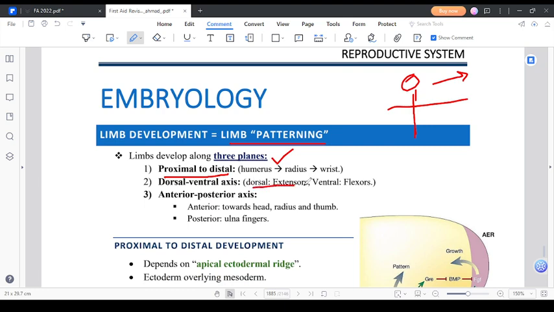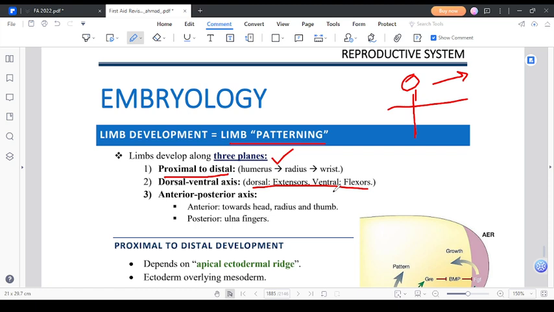The dorsal is extensor versus ventral is flexor. Suppose you look at your hands: the palmar surface of your hand is the ventral surface, while the opposite surface, the back side of your hand, is the dorsal surface. Same goes for your feet, and it applies to all limbs of your body, with the ventral being the flexor and the dorsal being the extensor surfaces.